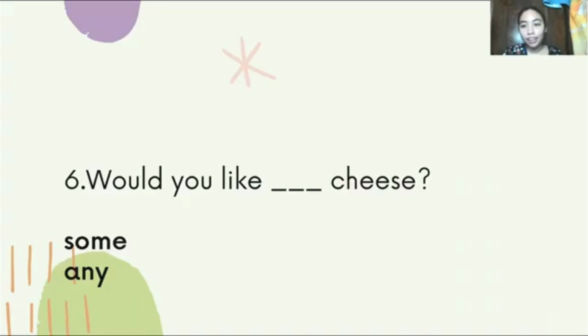For number 6, would you like blank cheese? It is some or any. For number 6, the answer is some. Okay, some. Here, would you like some cheese is a form of question that offers something. So it is a question, but it is offering something to someone. So we use some, as said in the rule that if we are making a request or an offer, we will use some.